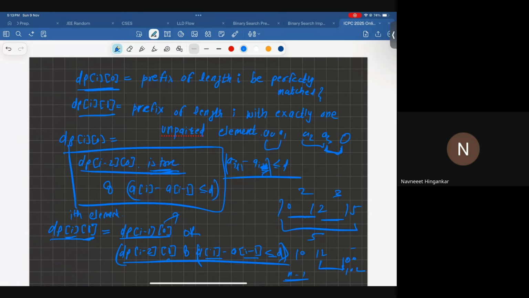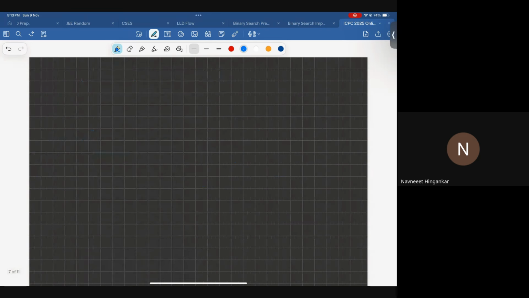So this one was which one? One second. B1. Okay, so let's jump to C. Guys, if you don't understand anything, please ask.